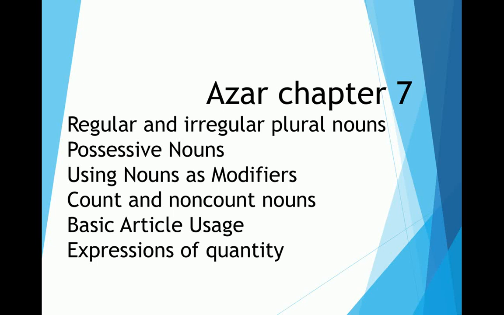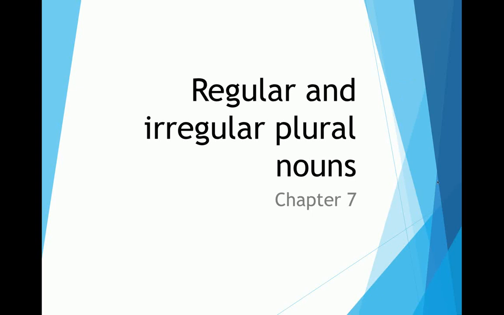Azar Chapter 7. Today we will cover regular and irregular plural nouns, possessive nouns, using nouns as modifiers, count and non-count nouns, basic article usage, and expressions of quantity. Let's start with regular and irregular plural nouns.